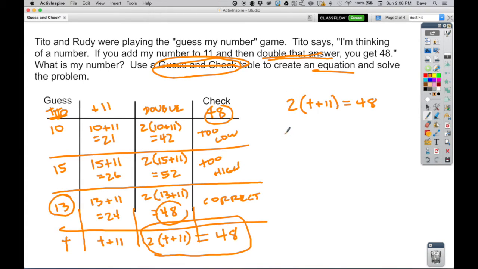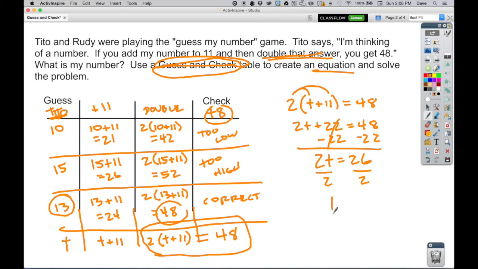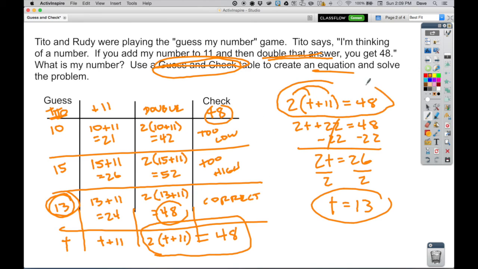So let's just confirm. All right, so I'm hoping you're looking at this and thinking about simplifying and solving, and the first thing you would do here is to simplify this by distributive property. So 2t plus 22 equals 48. We do our roadmap, and the roadmap would tell us to get rid of the 22 by subtracting it from both sides. We get 2t equals 26. Then to get rid of this times 2, we divide by 2. And now we've got t by itself. And on the other side, we get our answer of 13, which is what we were hoping for because that's what the guess and check table gave us. All right, so once again, using this pattern to learn how to write equations from word problems.